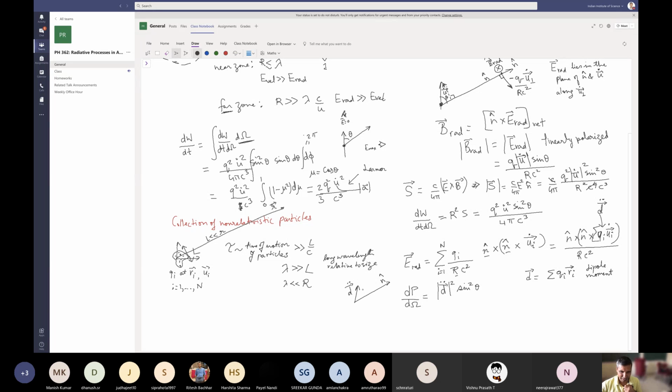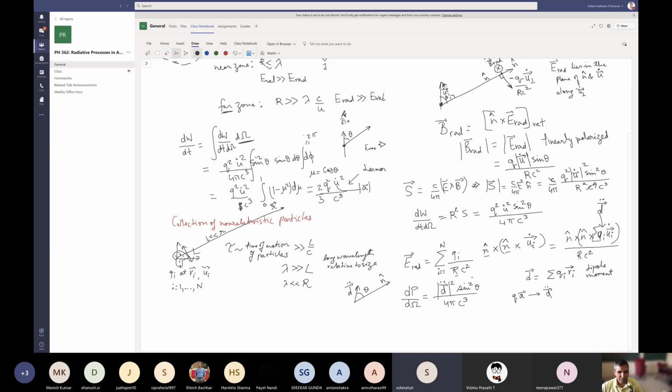Now, when you're looking at some angle theta, it's almost the same as what you had previously, divided by 4 pi c cubed. See, basically d double dot is nothing but q a. So d double dot squared is q squared a squared. So dP/dΩ has almost the same formula, except that q u dot is d double dot now. Okay, this is fine. And again, everything sort of applies. What you have done is q a is replaced by d double dot in the single particle formula.